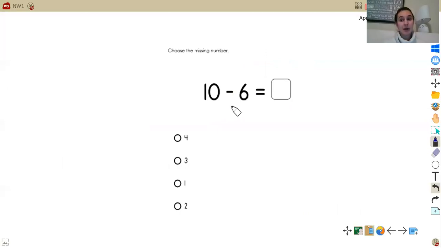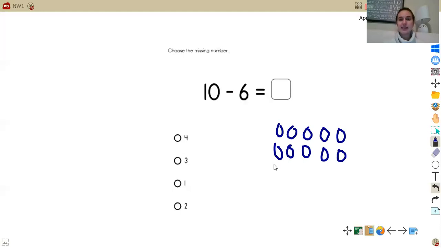I remember that our first number is always our total. So I need to draw 10 circles. 1, 2, 3, 4, 5, 6, 7, 8, 9, 10. And it says 10 minus 6. Remember, this sign tells us that we need to cross it out. So when we see the minus sign, we need to cross out. So I'm going to cross out 6.